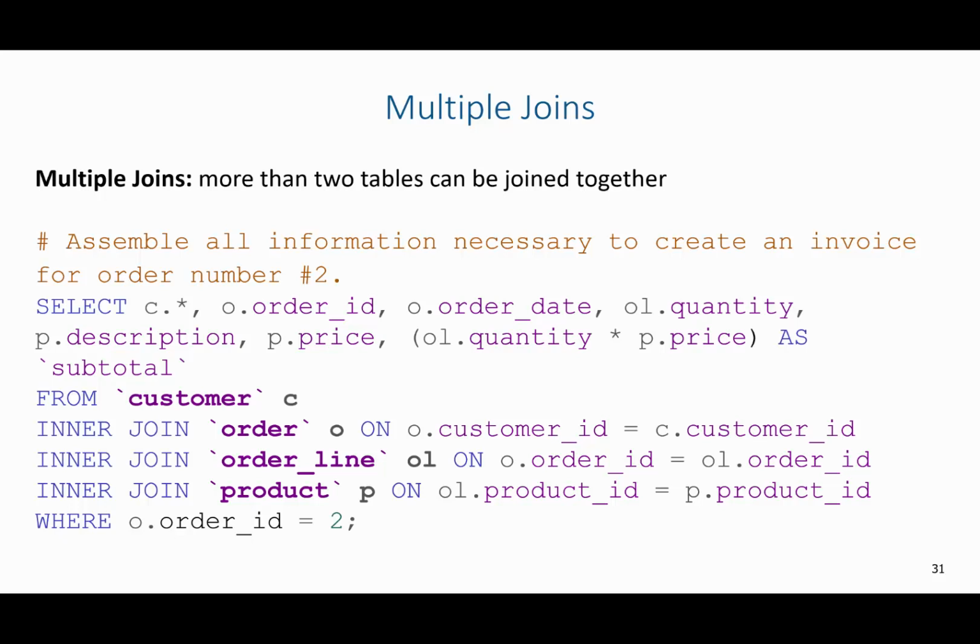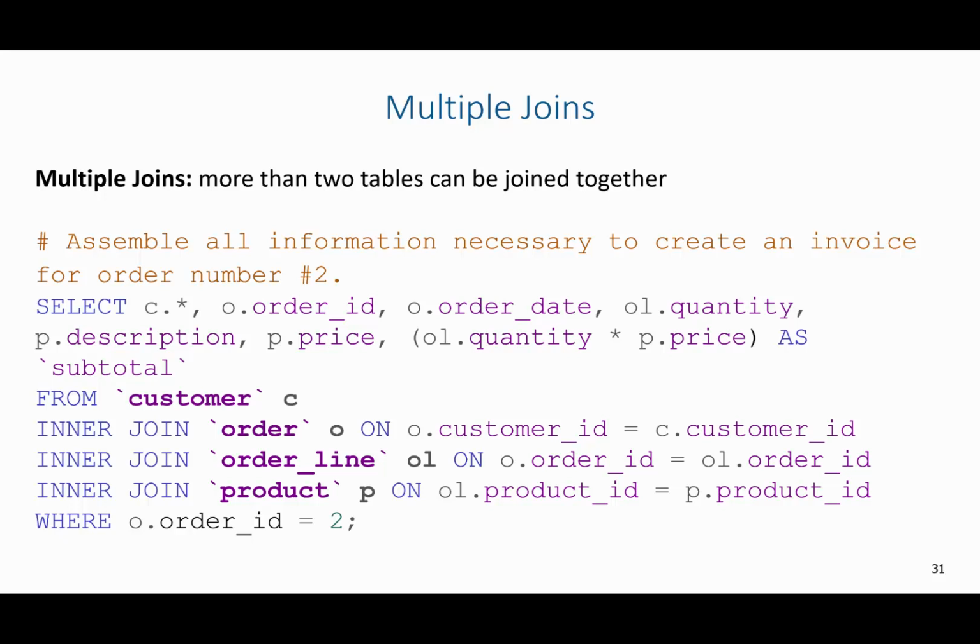Then in the select clause, I'm going to pull all the information I want to display. So I'm going to say C.star and include all the customer information, O.orderID, O.orderdate, OL.quantity, P.description, P.price, and then finally I want to get the subtotal, so that's going to be OL.quantity times P.price as subtotal.